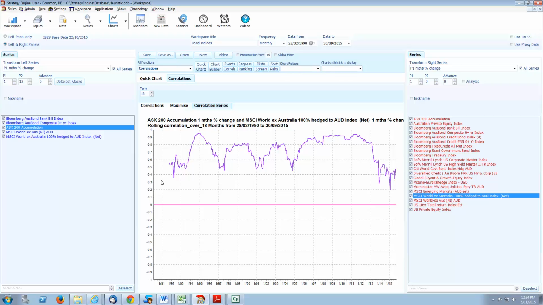And this is unusual. We really haven't seen that possibly since the early 90s, when Australia was in the midst of a recession or just coming out of a recession. And this follows a period where the regions, Australia and global equities, have been very highly correlated from about 2005 through to 2012.